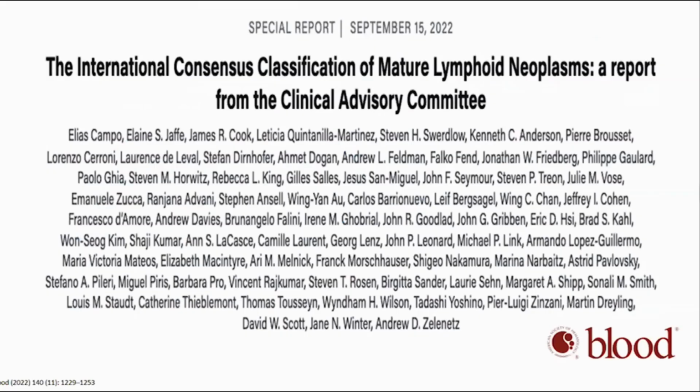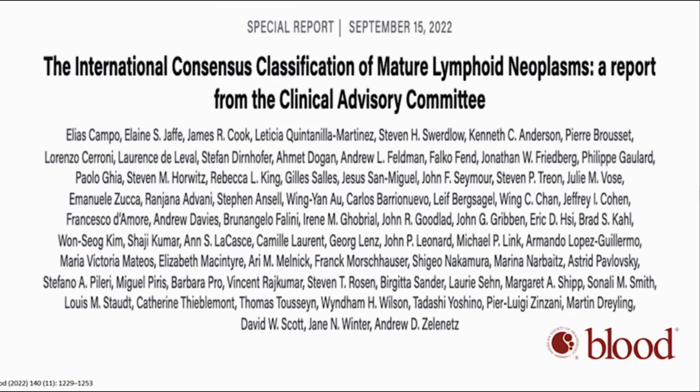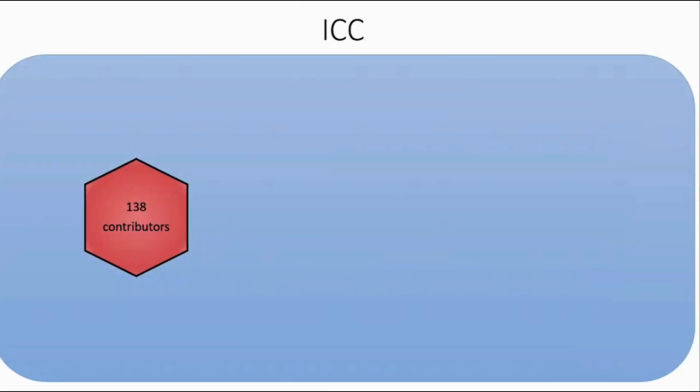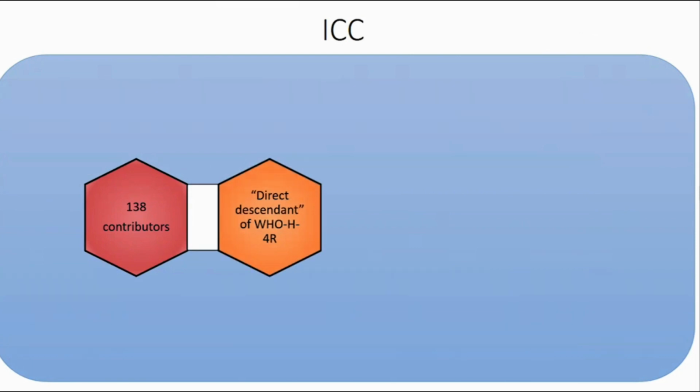So regarding the ICC, you'll notice prevalent names like Dr. Campo, Dr. Jaffe, Dr. Swerdlow, and these are all names that were on the people who contributed to the fourth revised edition. Altogether, there were 138 authors, and they truly feel that this is the direct descendant of the fourth revised edition because it's a lot of the same minds that helped write it.